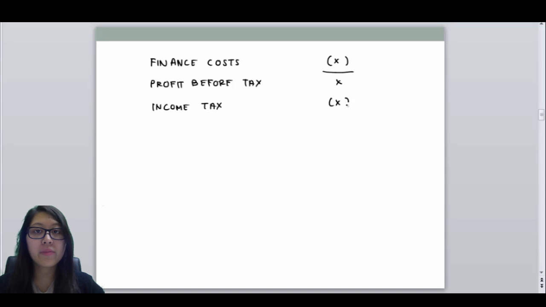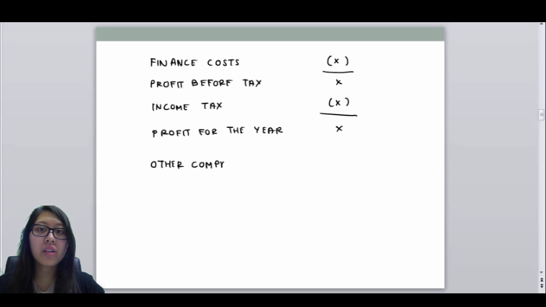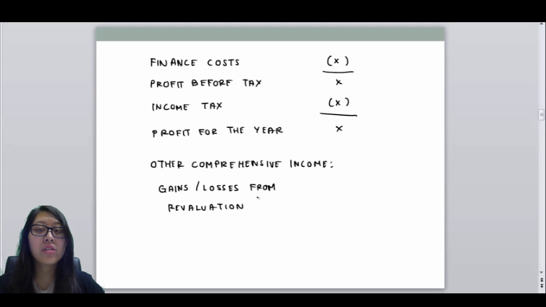to reach your profit for the year figure. Now, below the profit for the year figure, we would have additional items known as your other comprehensive income. So in other comprehensive income, we will include items that do not directly relate to the profits earned from trading. However, because this is only F3, we will only be including revaluation gains or losses under the other comprehensive income. In reality, there are many more items that would be included under other comprehensive income, such as foreign exchange gains or losses.